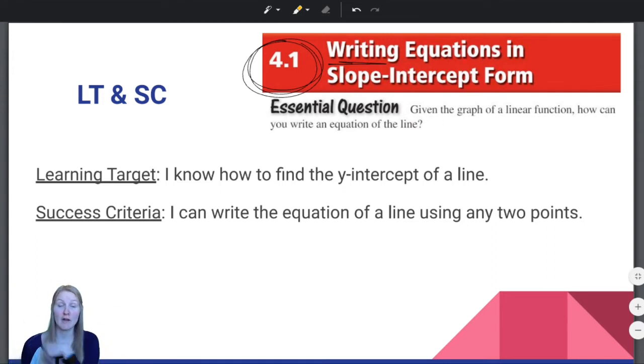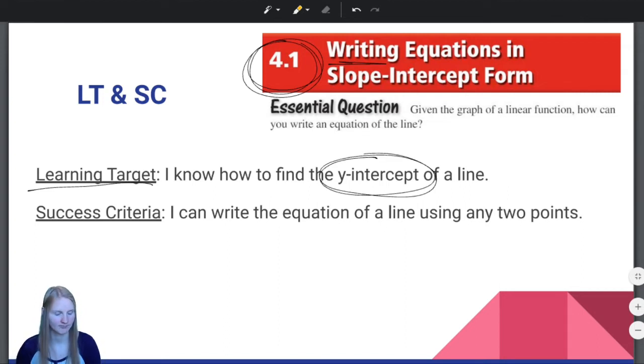In chapter 5, we're going to talk about linear systems of equations. We're going to keep talking about lines. Okay, so today our learning target is, you know how to find the y-intercept of a line. And our success criteria is you can write the equation of a line using any 2 points.